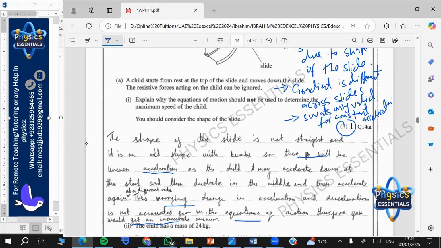Would be inaccurate answer. He just explained that. But he needed to use these three separate points in a separate way. Because when you're given 3 marks for a question, it means you need to write at least 3 points. Okay. So he just mentioned 1 point, therefore he got just one mark. So you need to be very careful with that.